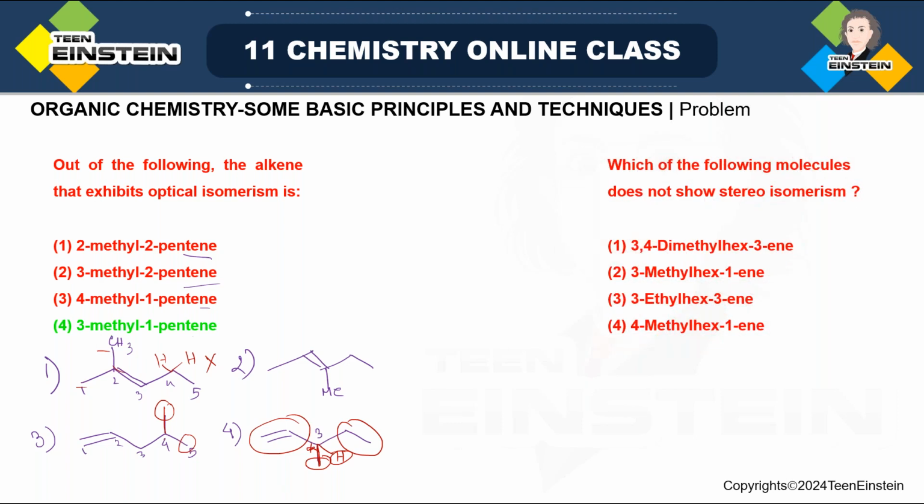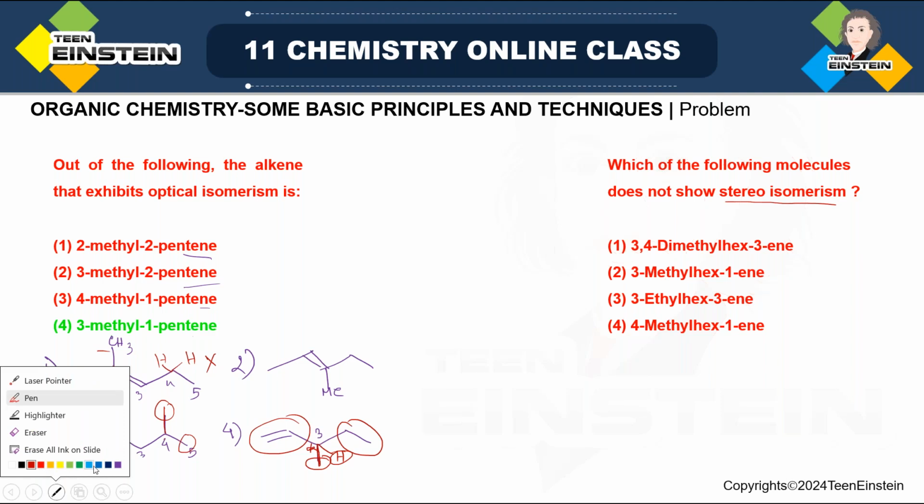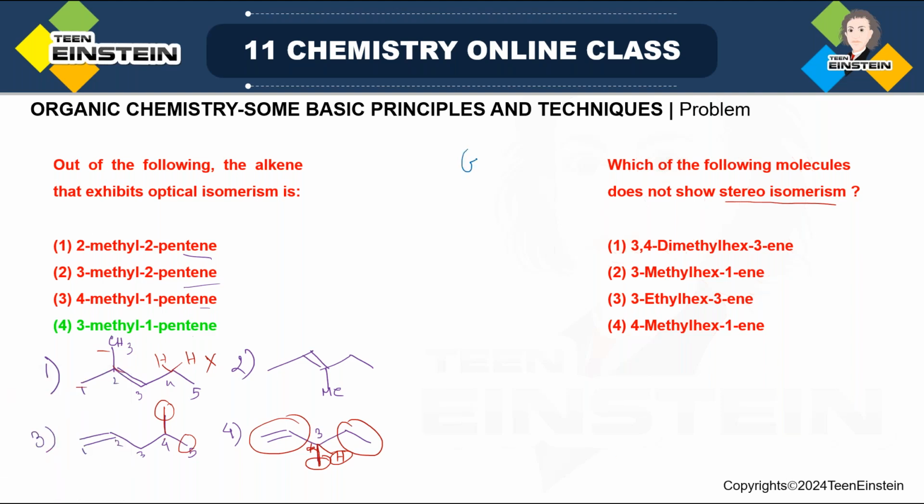Next question: which of the following molecules doesn't show stereoisomerism? Now it is asking which doesn't show stereoisomerism. When we are talking about stereoisomerism, you have to consider both optical as well as geometrical. Not just GI, you also have to consider optical isomerism, both. So one by one we will draw the molecule.